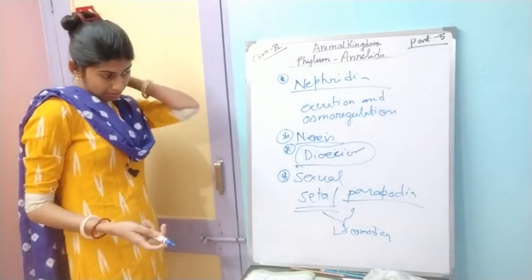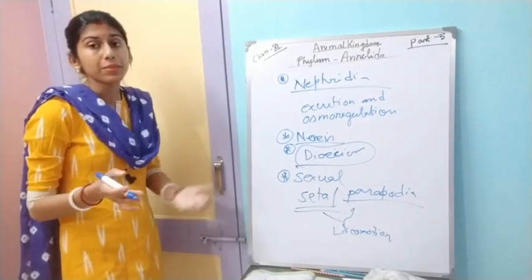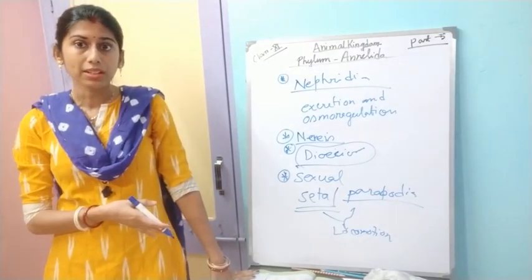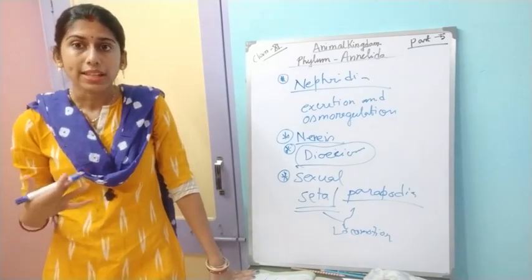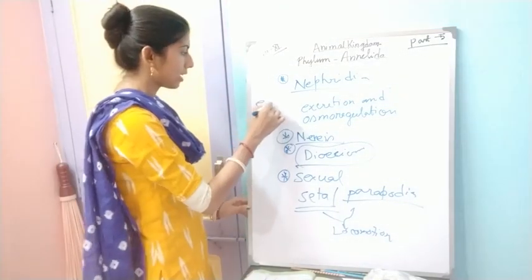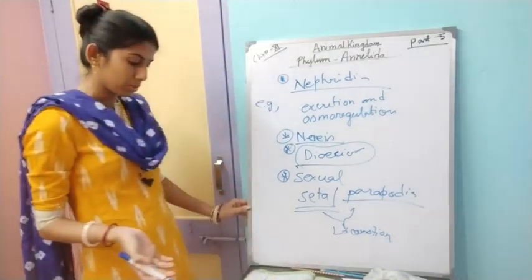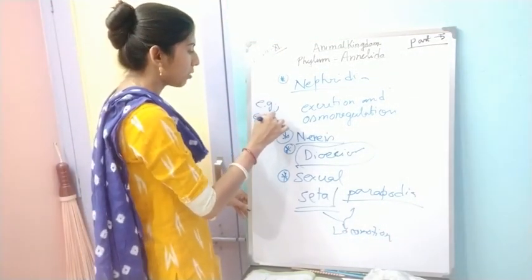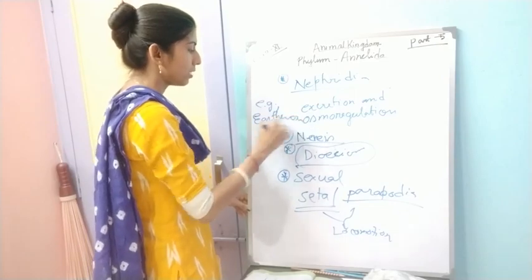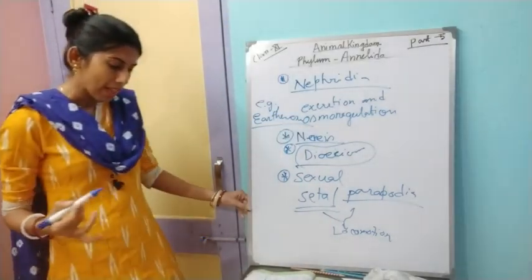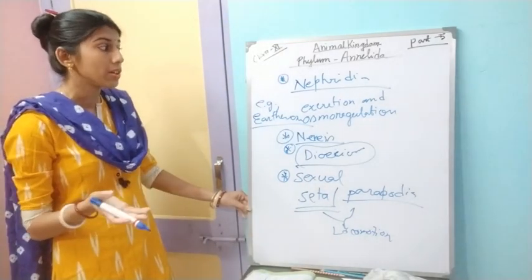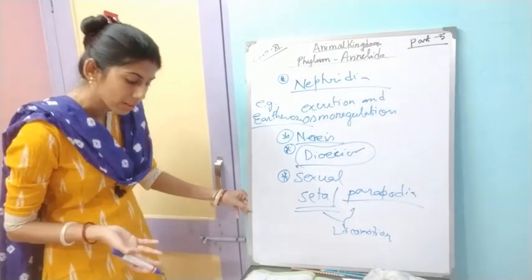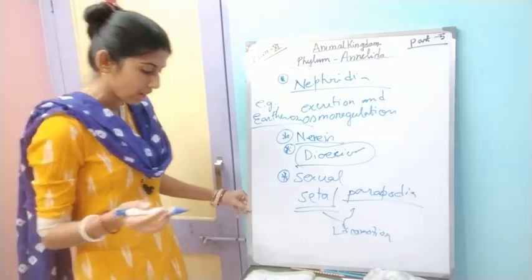Now we have to know that some diagrams are present in our book. Just follow the diagrams of annelids, and now we have to know the examples of annelids. So what are the examples? First example, Pheretima posthuma, commonly called earthworm. Another one, an aquatic annelid, is Nereis. And another important one is Hirudinaria.